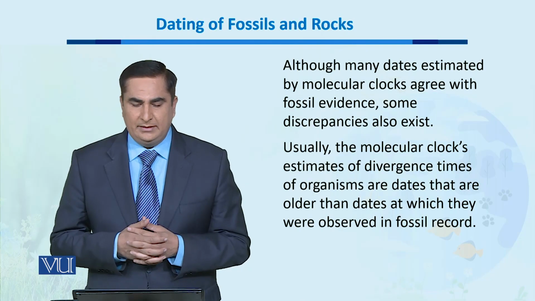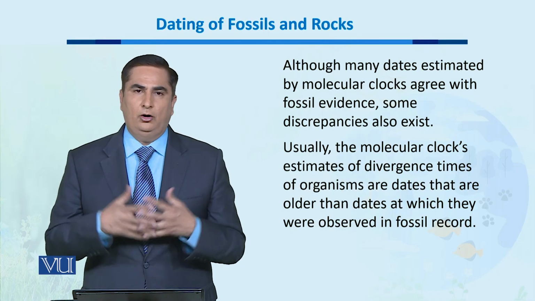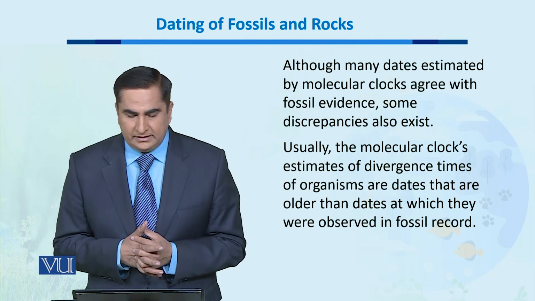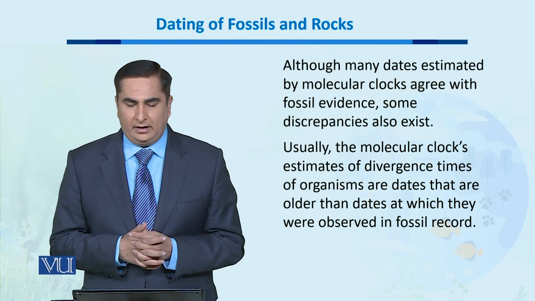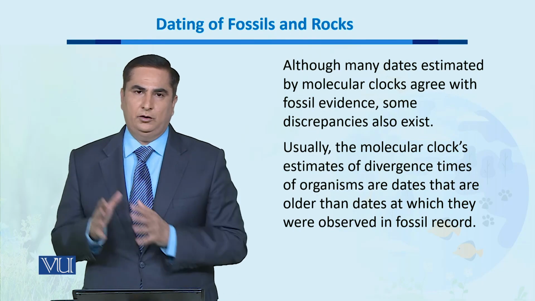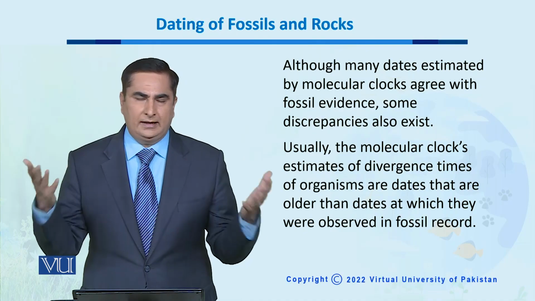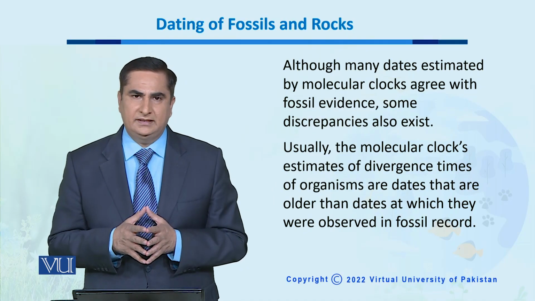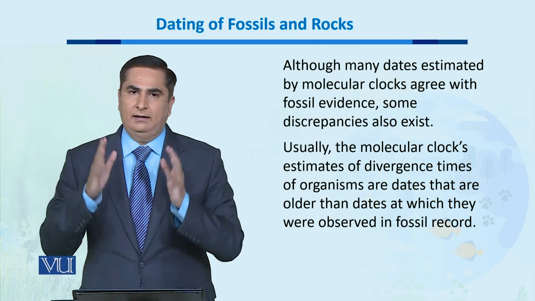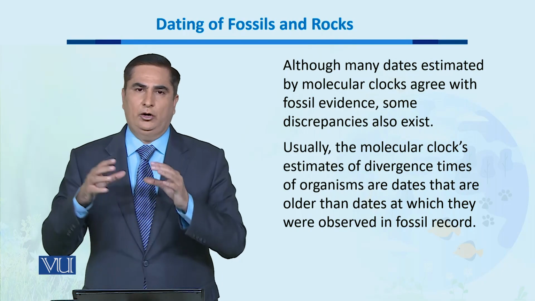Although many dates estimated by molecular clocks agree with the fossil evidence, some discrepancy also exists because exceptions are always there in nature. Usually, the molecular clock estimates of divergence time of organisms are dates that are older than the dates at which they were observed in the fossil record. There can be so many examples where such discrepancies can be found. But mostly the fossils which are found elsewhere are related to a specific time and specific sedimentary rocks of a geological time period.